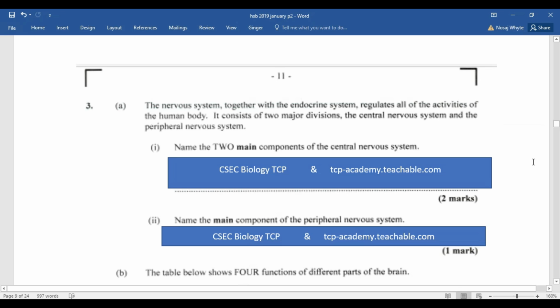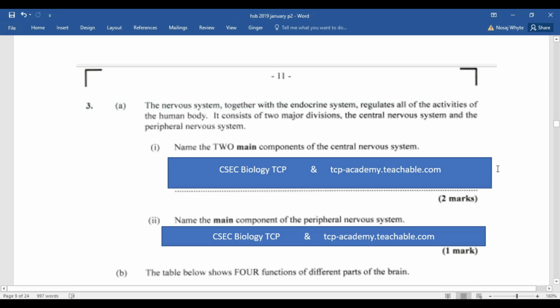Here we go again. We're at question number 3, so we are midway the paper. The nervous system, together with the endocrine system, regulates all the activities of the human body. It consists of two major divisions: the central nervous system and the peripheral nervous system. Most persons would be familiar with this, so you need to go to the nervous system if you are going to answer this question. Name the two main components of the central nervous system.